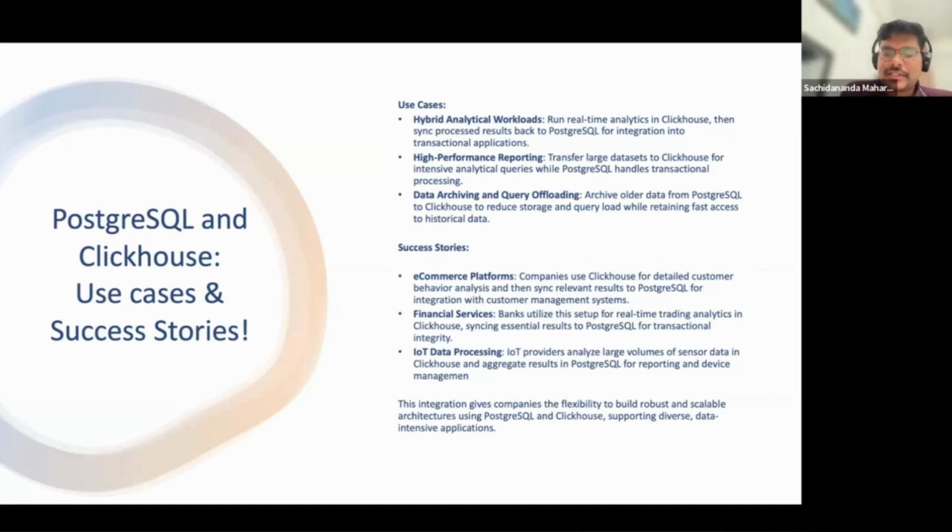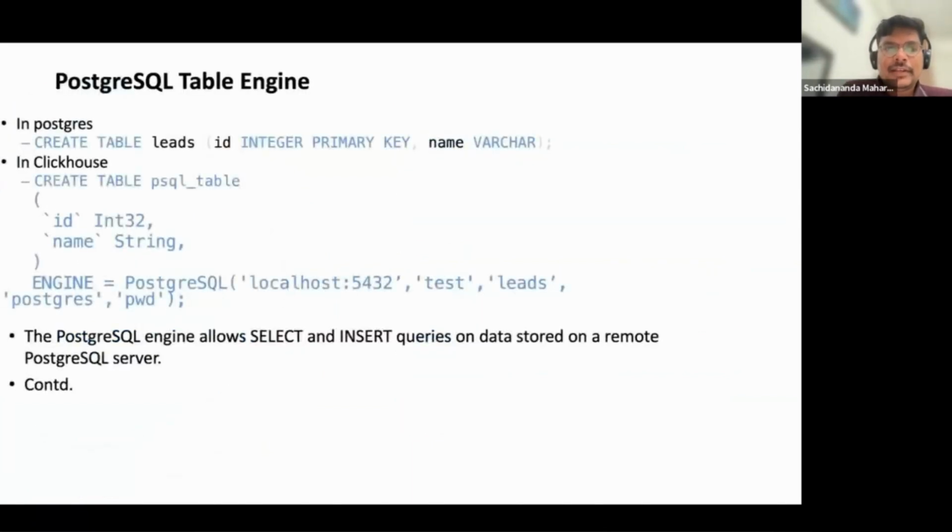So in these cases, we can combine Postgres and ClickHouse data movement to meet both ends of our needs. Here I am giving just a quick example of the PostgreSQL table engine. In Postgres, I have a table called leads, which contains an ID integer and a name column, which is basically varchar, that is string. In ClickHouse, I have created a corresponding table, which I've named just psql_table.